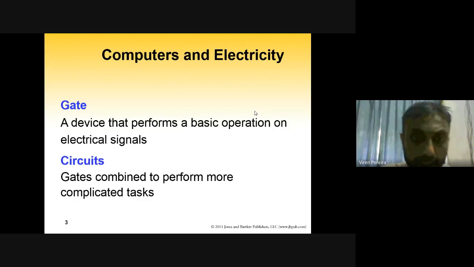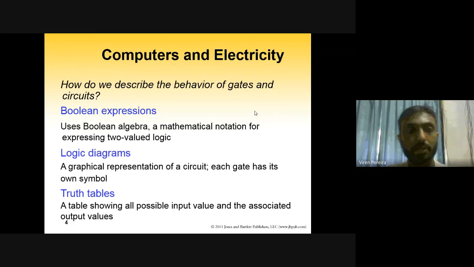Circuits: gates combine to perform more complicated tasks. That means more gates are combined together to perform more complicated tasks. So if there are more and more BJTs or transistors in the circuit, this is just the normal. Computers and electricity. Okay, how do we describe the behavior of gates and circuits?